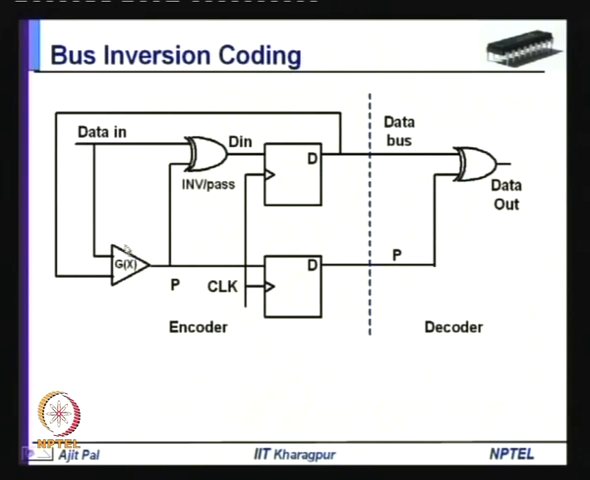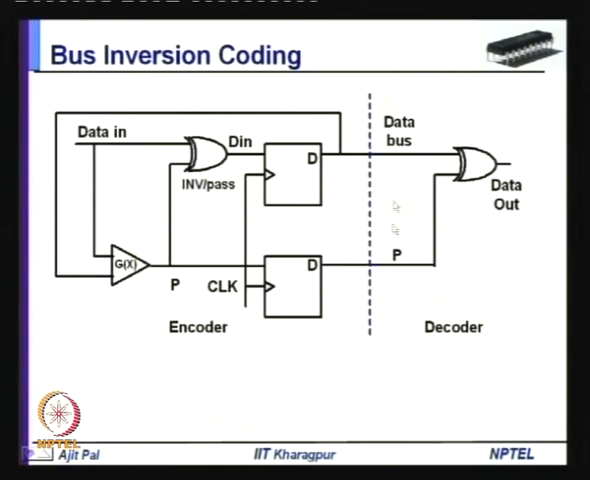After comparing, this block Gx is computing the Hamming distance, or rather the polarity is sensed depending on whether the Hamming distance is greater than n by 2 or less. It is finding out the value of p, and that p is being used to transmit either the inverted data or the original data. And so, you are performing exclusive OR to decide whether you are complementing it or not. Similarly, the polarity bit is also sent through a memory element, and it goes to the other side.